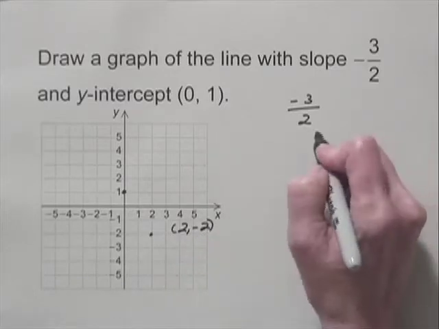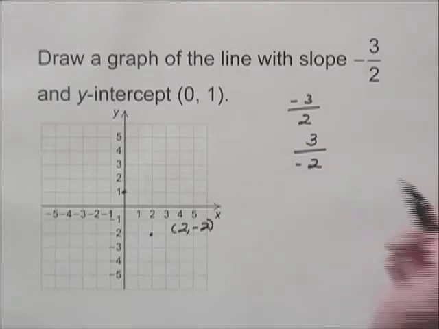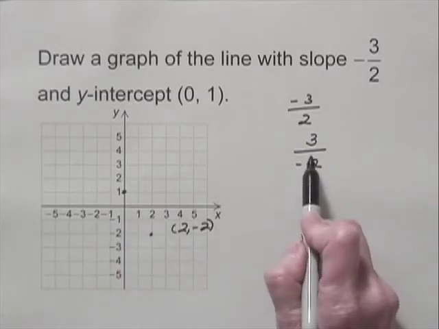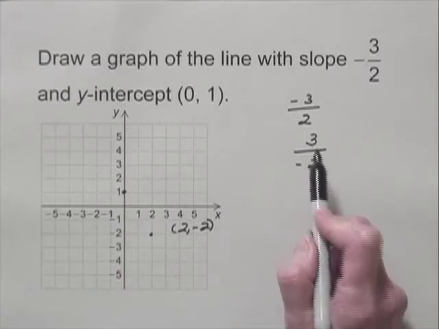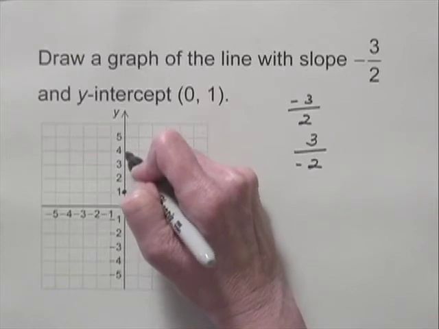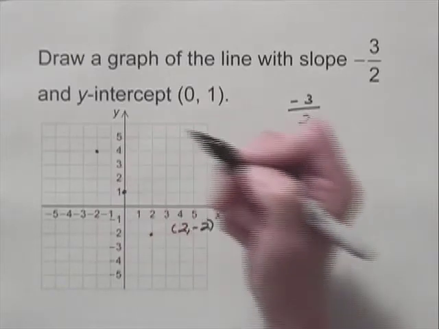And now let's look at the slope as 3 over -2. And again, I'll go back to the y-intercept. This time, to find another point, I'll go up 3 units because 3 is positive. And I will go left 2 units because I have a negative number in the denominator.